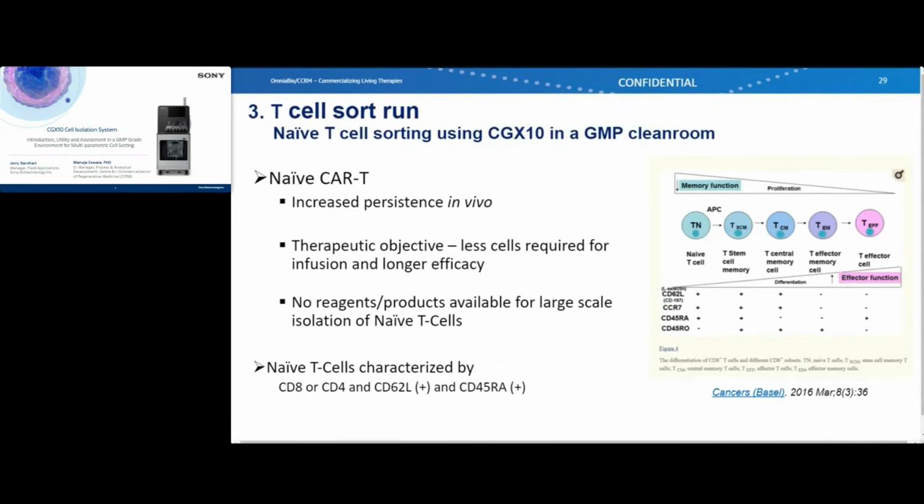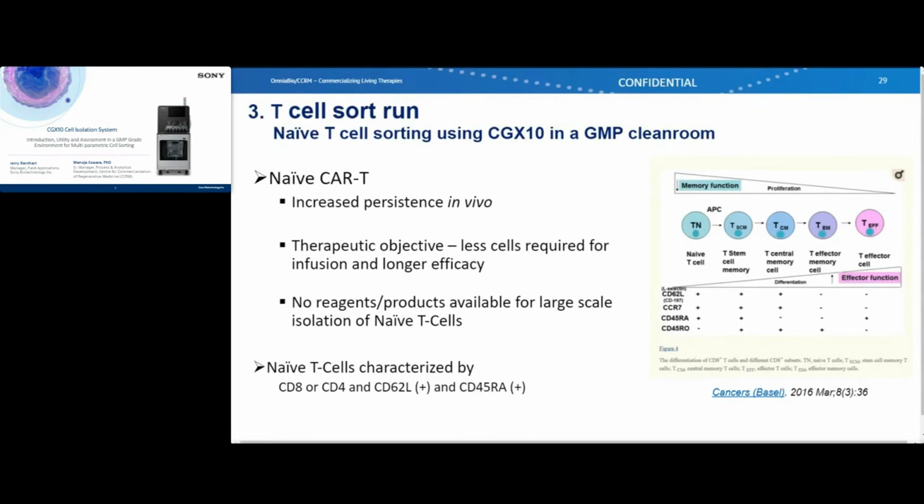For our third protocol, we tested the independent execution of a cell sorting protocol using CGX10 in a clean room. For this part, we chose to isolate naive T-cells from a leukopak as our proof of concept protocol. We chose this T-cell subset because there are studies to support that naive T-cells have increased persistence in vivo. The therapeutic objective of using this subset of T-cells would be needing to infuse less cells into the patient since you are infusing cells that have a longer efficacy.